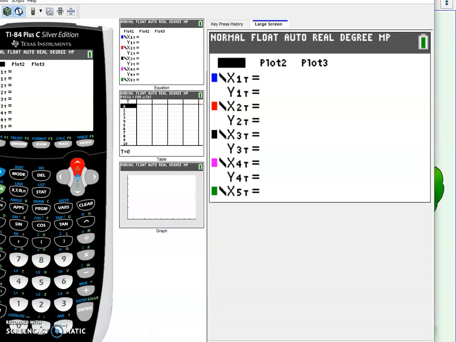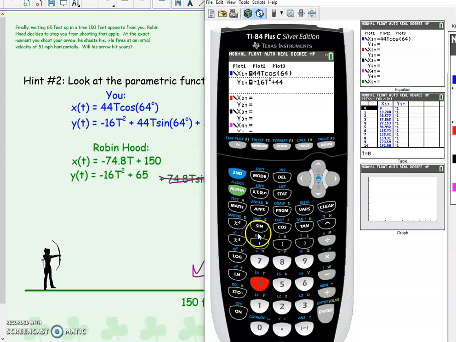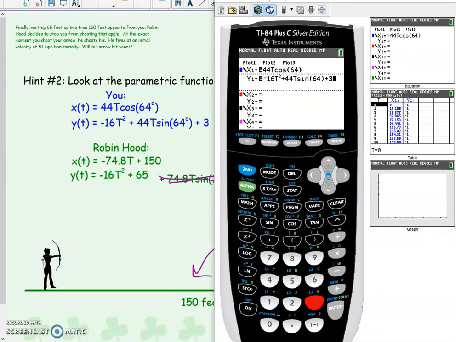Now, let's take a look at this on the calculator. I'm going to go ahead and type these values into my calculator here, and let's see what we get. So for x, I want 44t times the cosine of 64. And my y will be negative 16t squared plus 44t times the sine of 64 plus 3. I think it was 3. Is it 3? It's 3.